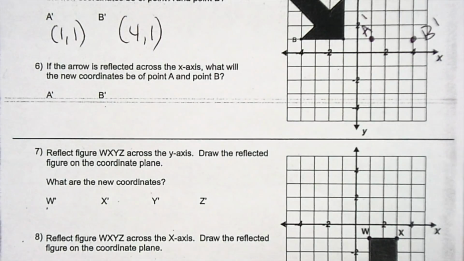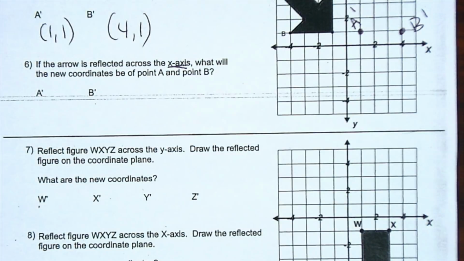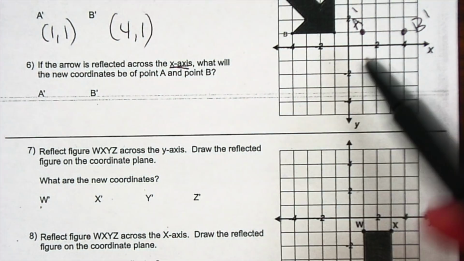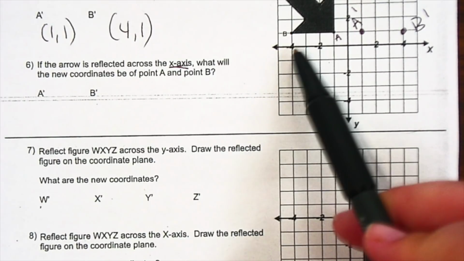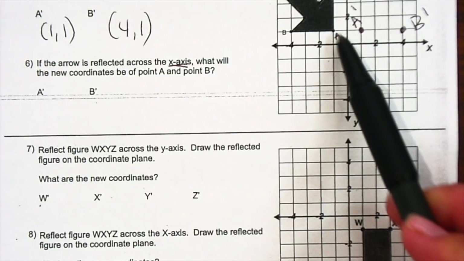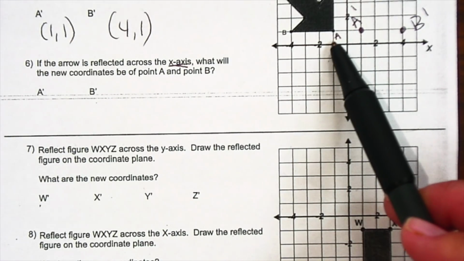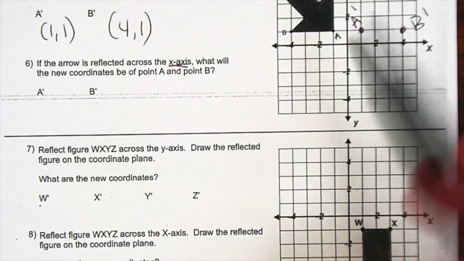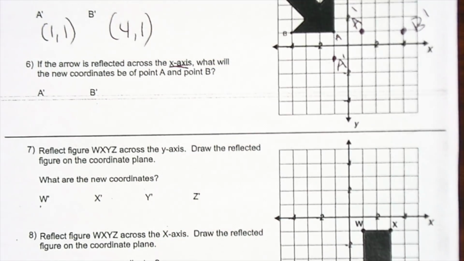So now we're going to look at reflecting points A and B across the x-axis. So if you look, we have A right here and B right here, so we're going towards the x-axis this time. So instead of going across the y-axis, we actually want to go across the x-axis. So down 1 and down 1 more. So A prime should be right there.